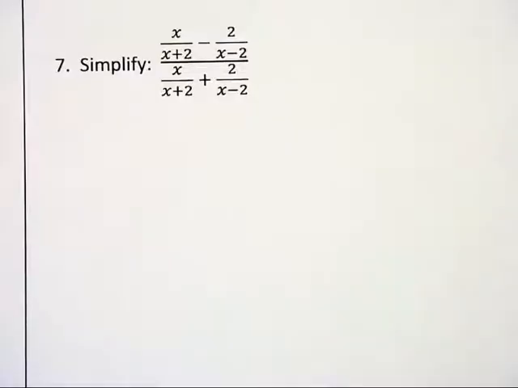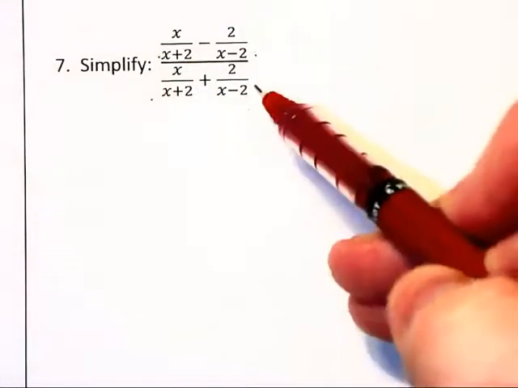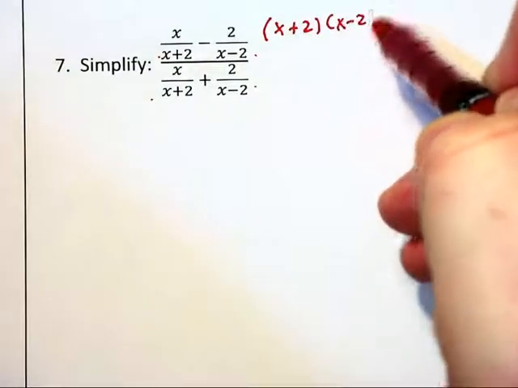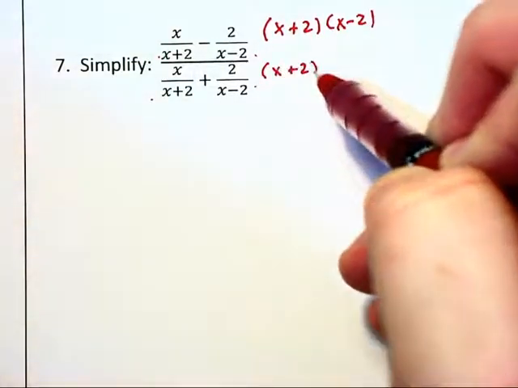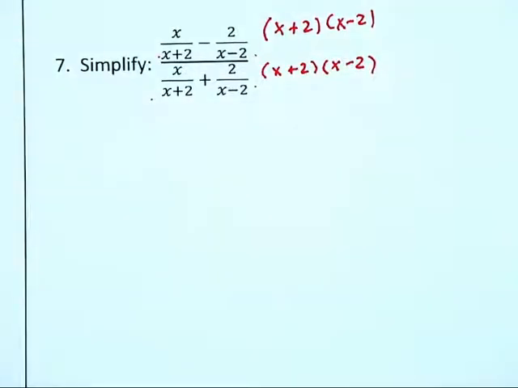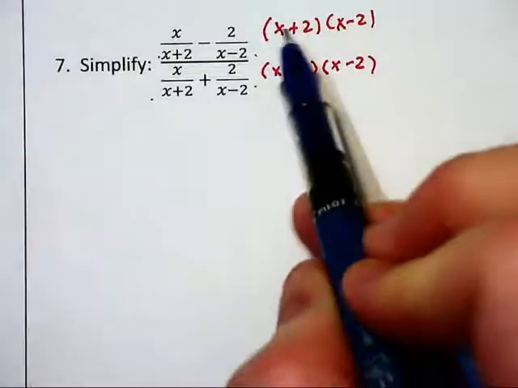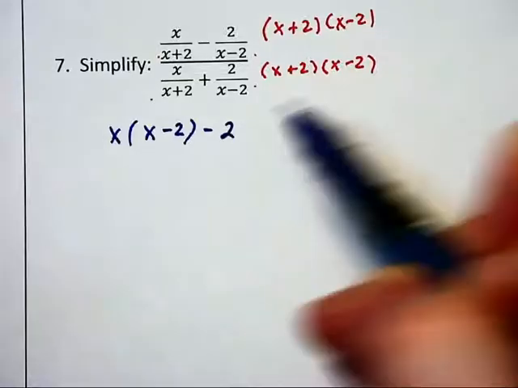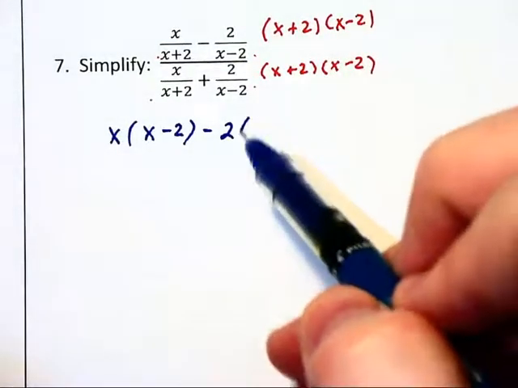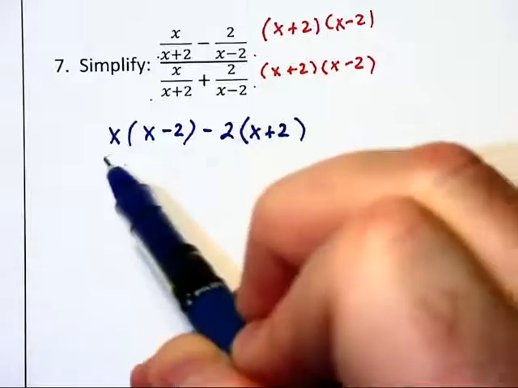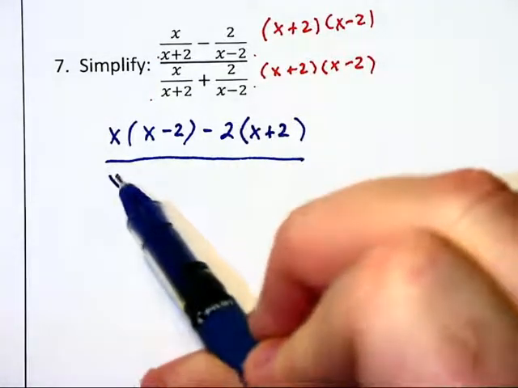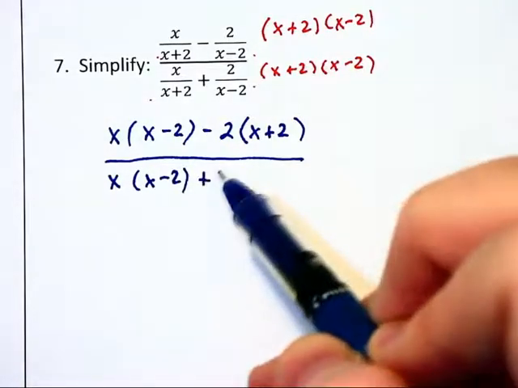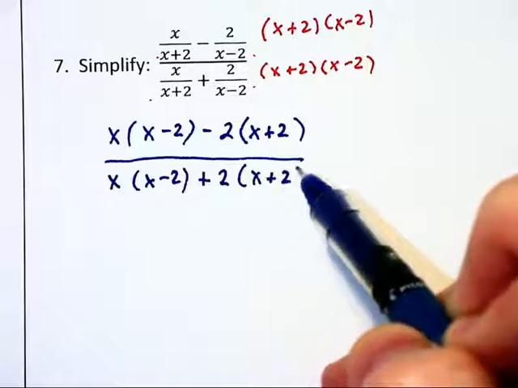In number 7, I'm looking at all four of these many denominators, and their least common multiple is x plus 2 times x minus 2. So I'm going to multiply both the numerator and the denominator by this least common multiple. In the top left, the x plus 2's cancel, leaving x times x minus 2. And in the top right, we have a 2, and after the x minus 2's cancel, we will have an x plus 2 factor multiplied in. Down in the denominator, we have an x. After the x plus 2's cancel, we have an x minus 2. And then we have plus 2 times x plus 2 showing up there.